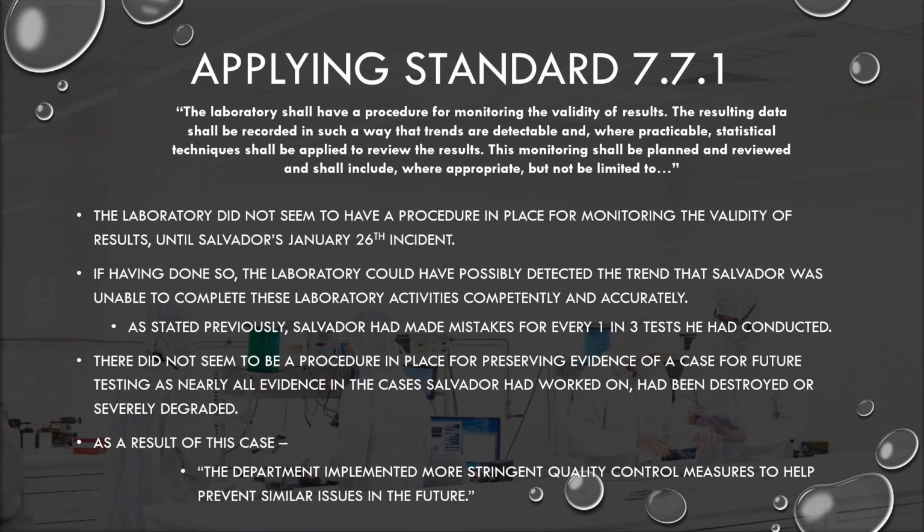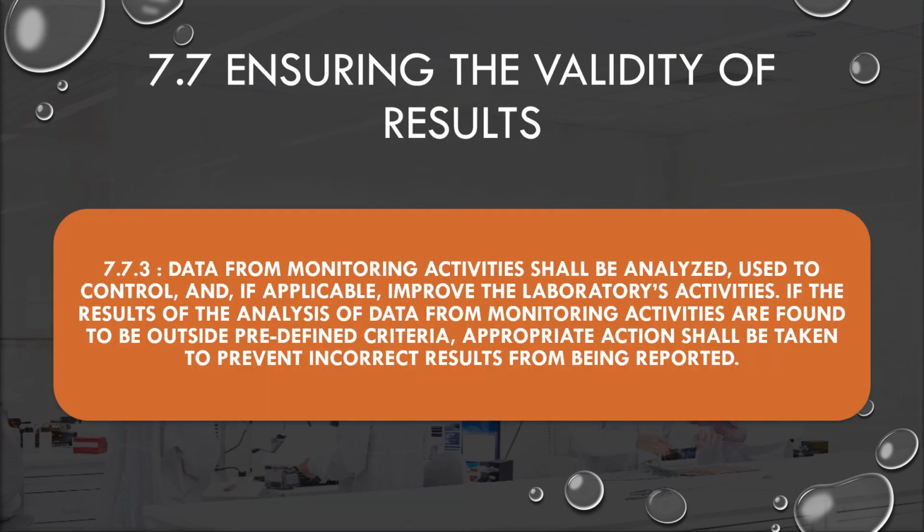There did not seem to be a procedure in place for preserving evidence of a case for future testing, as pretty much all the evidence in the case that Salvador worked on had been destroyed or severely degraded. And as a result of this scandal, the department implemented more stringent quality control measures to help prevent similar issues in the future. The fourth standard in question comes from the same 7.7 section, and the standard is 7.7.3.